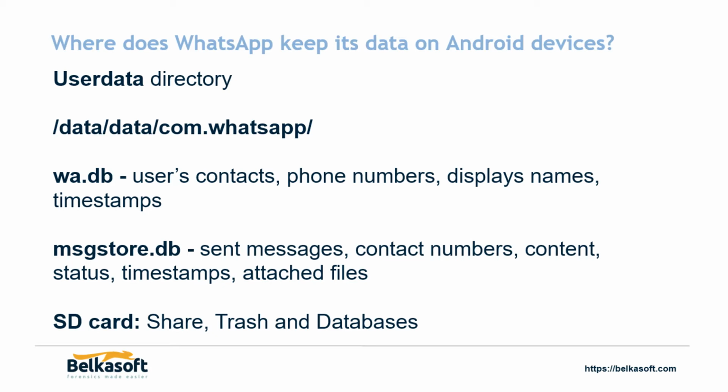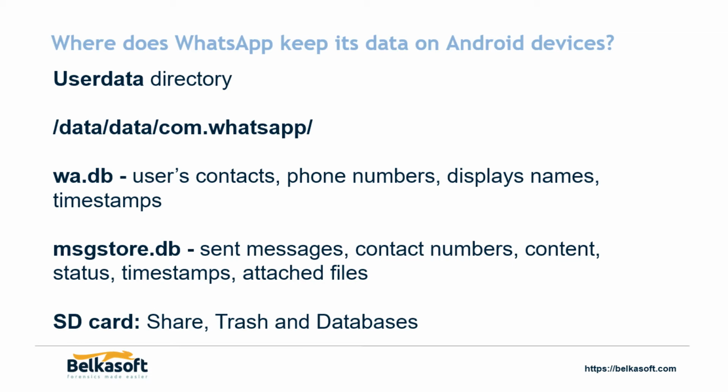Data.com.whatsapp. There are two important databases. First is wa.db. From this database, you get to access the full list of the WhatsApp users' contacts, phone numbers, display names, timestamps, and similar details. The other database is msgstore.db. From the msgstore.db, you get information on conversations or sent messages, such as contact numbers, the contents of the messages, status, timestamps, information on attached files, and similar data.